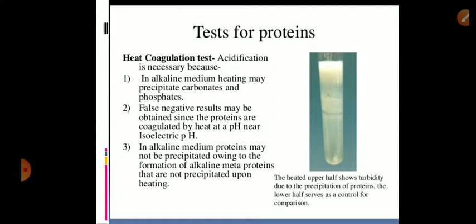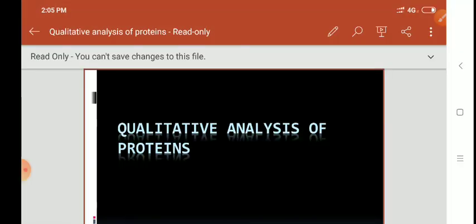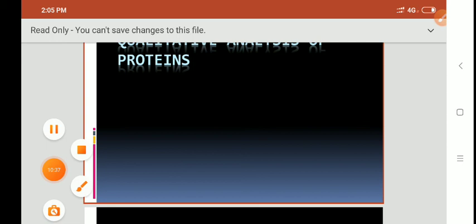After addition of glacial acetic acid, if the turbidity or precipitation persists as it is, it means the precipitation is because of proteins and that proteins are present in the sample. If the precipitation or coagulation disappears upon addition of acid, it indicates that the test is negative. The precipitation was false. It was not because of protein, it was because of carbonates or phosphates. So the heat precipitation test is to be confirmed by addition of acid. That is all about identification of proteins by various tests.